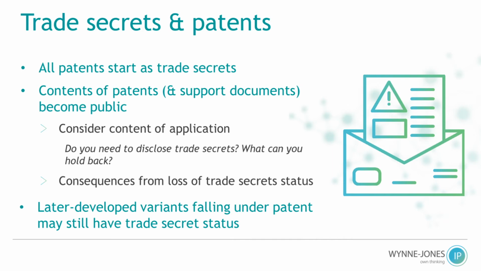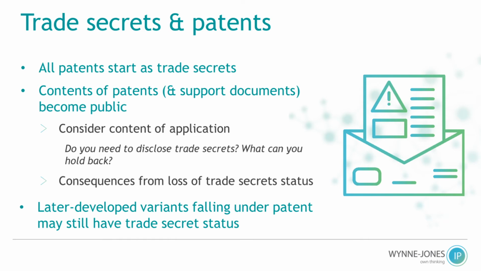One of the big issues with patents is that the contents of the patents themselves and their supporting documents become public. At some stage in the life of a patent, things will be made public and publicly accessible without restriction. So what's important to do with trade secrets is consider the content of your application and whether or not it is necessary to put that trade secret in the patent application to satisfy the requirements of patent laws. Are there things that you can hold back that are valuable and important and yet are unnecessary for properly describing the invention and disclosing what you know?